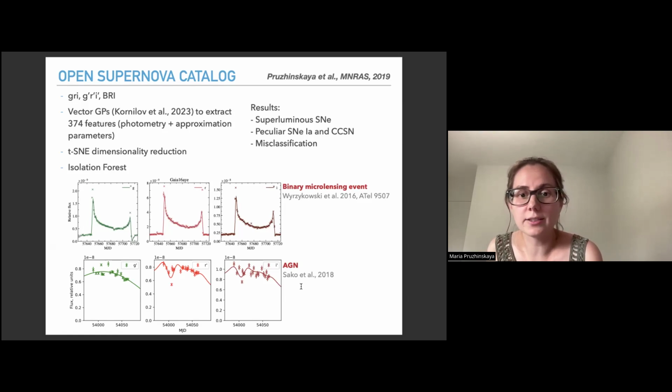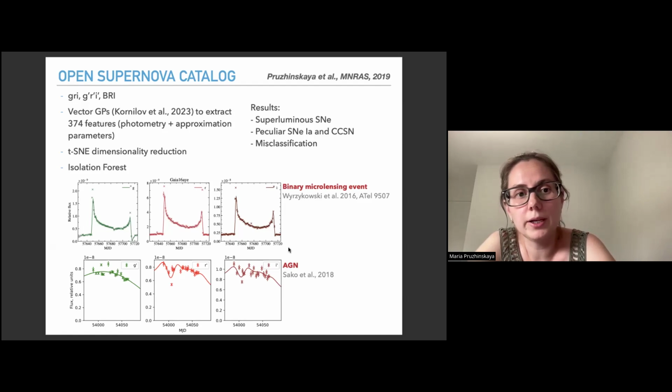So we extracted the light curves. Well, as you probably know, the Open Supernova catalog is not supported anymore. So this is quite an old work. It was in 2019. So we extracted the light curves in different filters from the catalog. And then we approximated them with the vector Gaussian process.